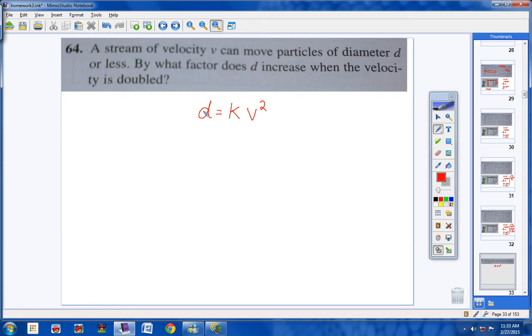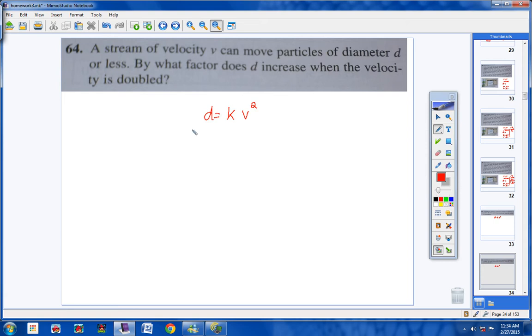The diameter of the largest particle that can be moved varies directly as the square of the velocity. So there's your model right there. Now, by what factor does d increase when the velocity is doubled? Now, there are different ways to do this. I chose a longer, easier method to show you how this works.